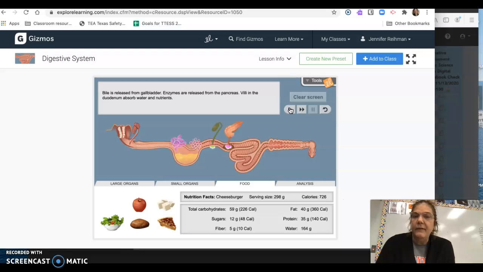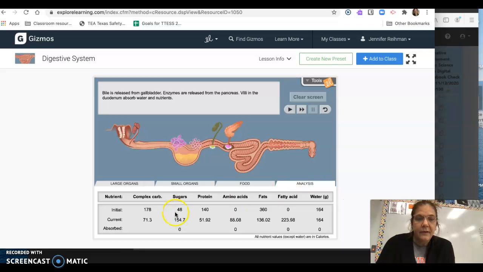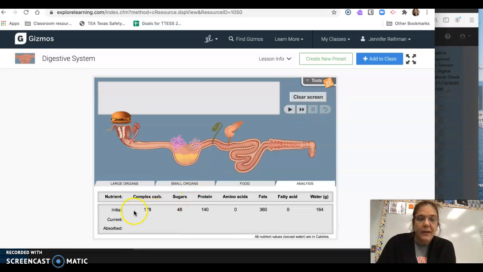All right, here we go. It's about to go into the small intestine. You can watch the analysis. Let's go back to the beginning. This time, let's watch the analysis. These are the nutrients that are in this hamburger in the beginning. Let's watch what happens to the food as it goes.